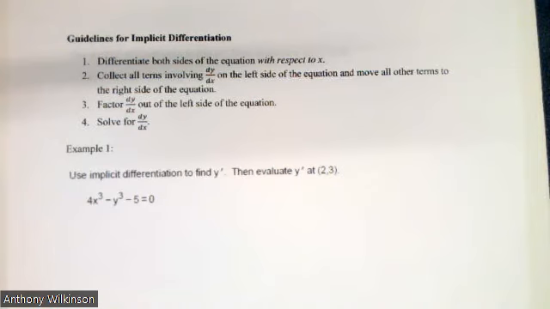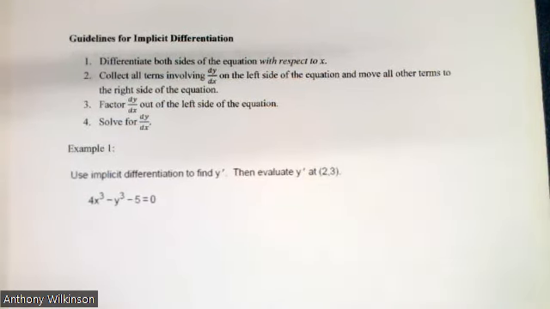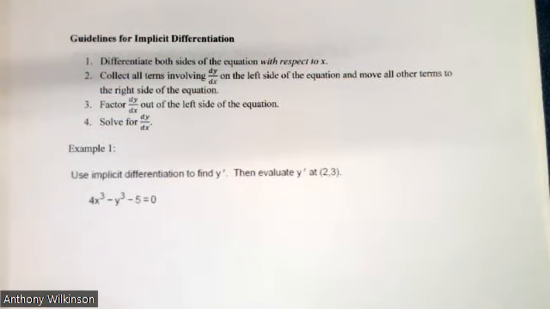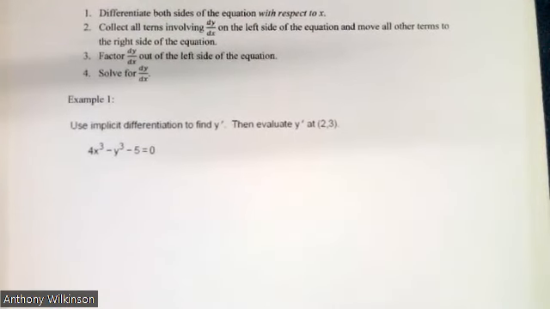So starting with example 1, we're going to use implicit differentiation to find dy dx, well, y prime, I should say. And then evaluate y prime at the ordered pair 2, 3. And here we've got 4x cubed minus y cubed minus 5 equal to 0. And here we're going to use implicit differentiation to find the derivative and then evaluate the derivative at the point 2, 3.